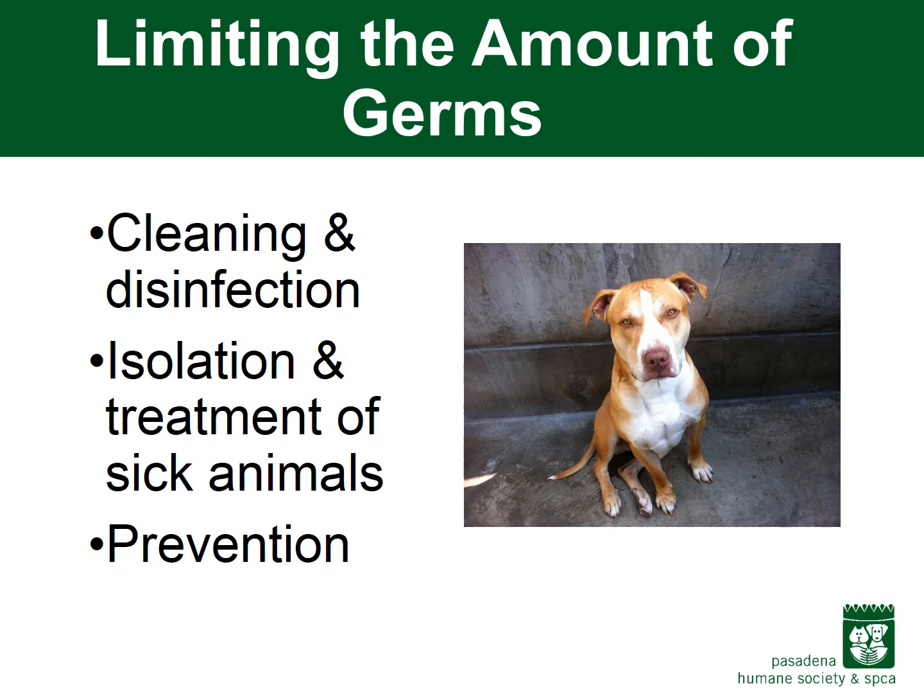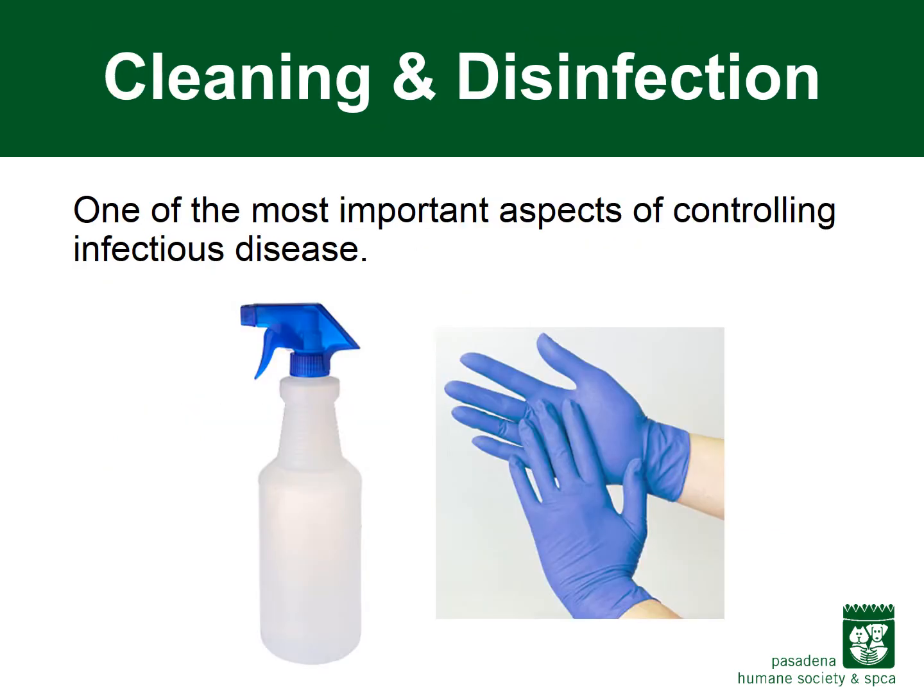Limiting the amount of germs. The way that we limit the amount of germs in the shelter is with cleaning and disinfection, and we're pretty strict on our protocols. We isolate and treat our sick animals, and obviously with prevention, which is what we hope to convey to you with this slideshow, preventing the diseases from happening in the first place. Cleaning and disinfection is one of the most important, if not the most important, aspects of controlling infectious disease.